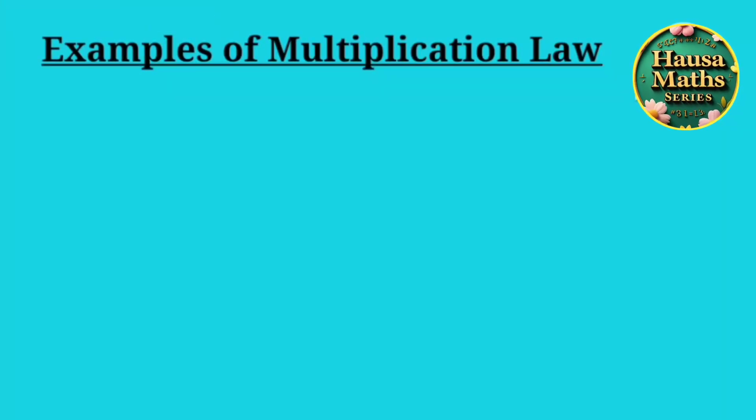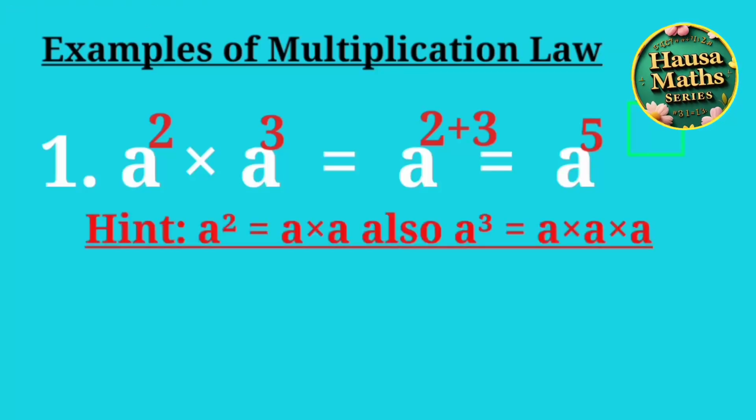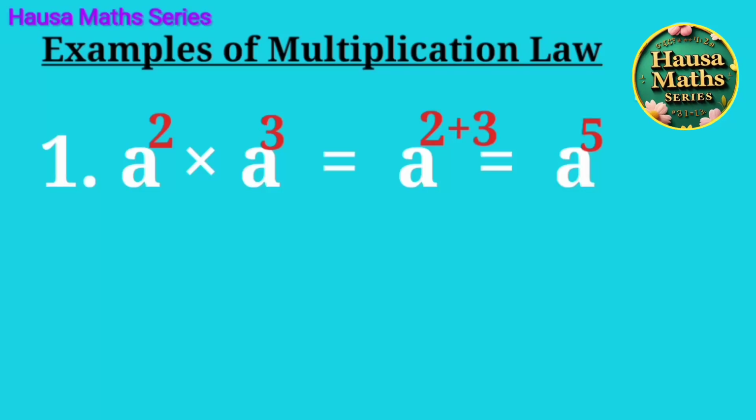Now we are going to take some examples. Number 1, a raised to power 2 multiplied by a raised to power 3 is equal to a raised to power 2 plus 3, which is equal to a raised to power 5. We just take note that a squared is equal to a times a, and a cubed is equal to a times a times a.